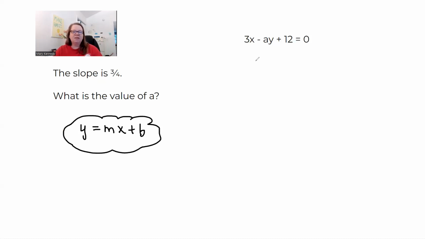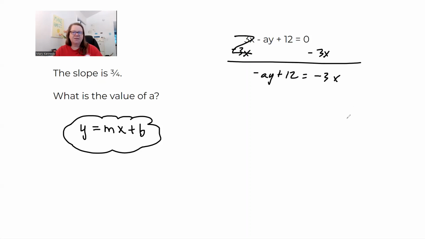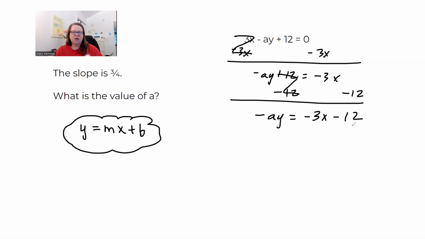So when we look at this, I would say, okay, I want this to be y equals. So I need to move the 3x and the 12 over. I'm going to subtract 3x from both sides and get 0. So negative ay plus 12 equals negative 3x. Now I'm going to move the 12, so I want to subtract 12. 12 minus 12 is 0. So I have negative ay equals negative 3x minus 12.